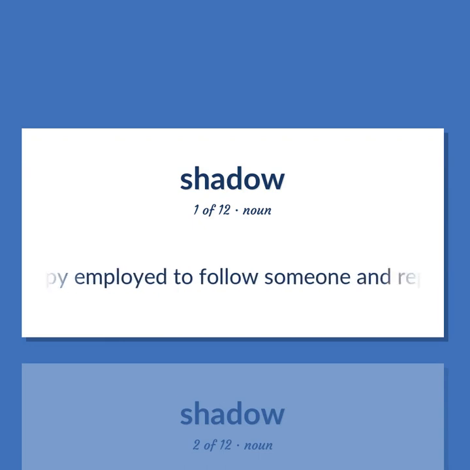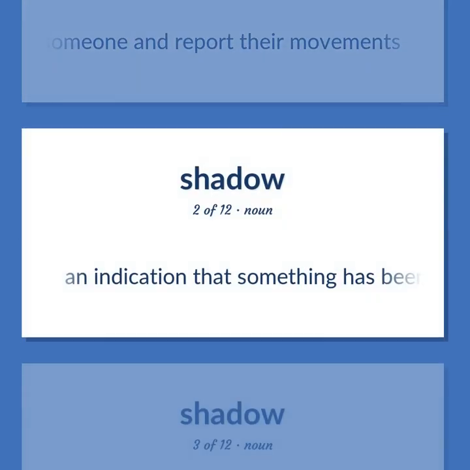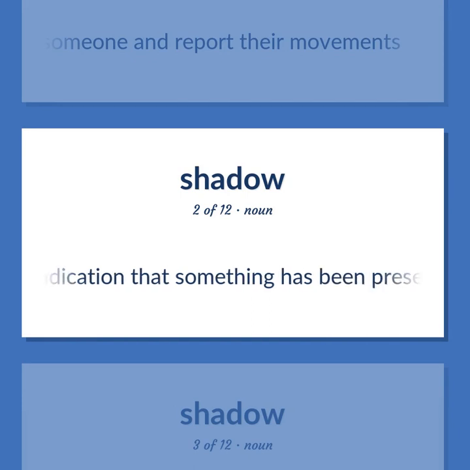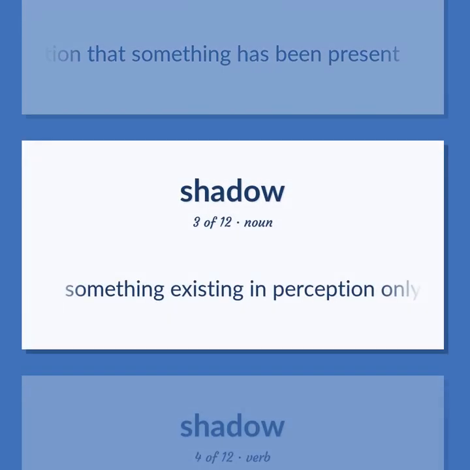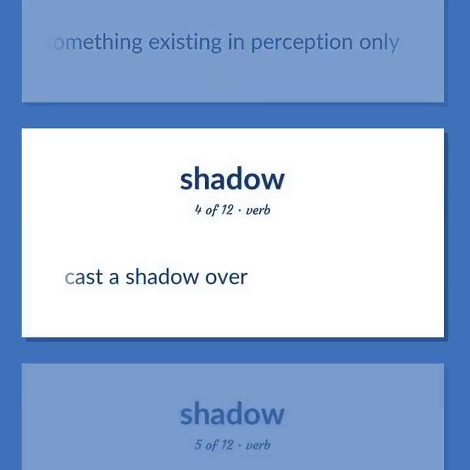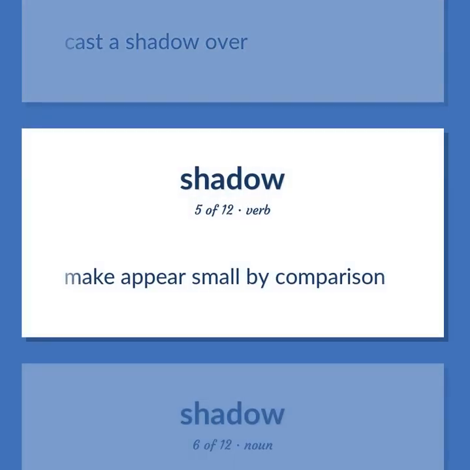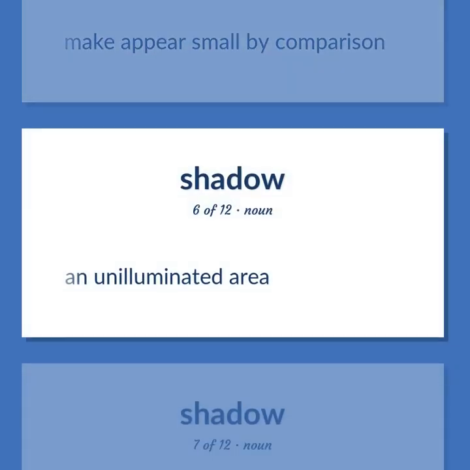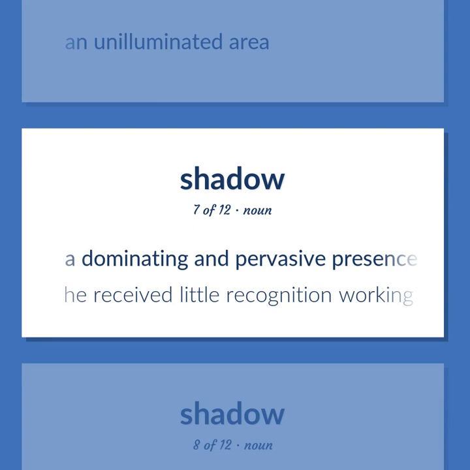A spy employed to follow someone and report their movements. An indication that something has been present. Something existing in perception only. Cast a shadow over. Make appear small by comparison. An unilluminated area. A dominating and pervasive presence.